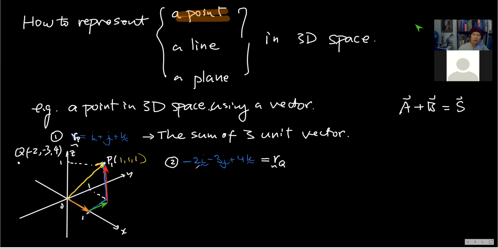So that is how to represent a point in 3D by using the sum of 3 vectors. In the general case, how do we describe the position, say the arbitrary position whose coordinate is X, Y, Z? How can we describe this arbitrary position by using a vector?